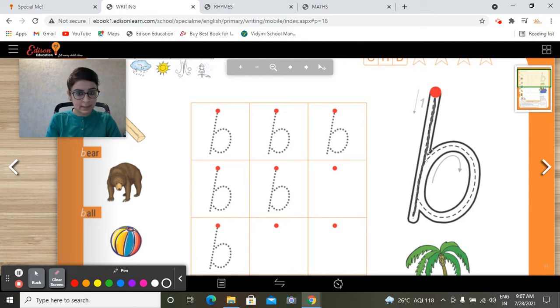This is a slanting line for letter B, then a curve, then a curve. You all remember sleeping line, standing line and curves. So this is letter B.